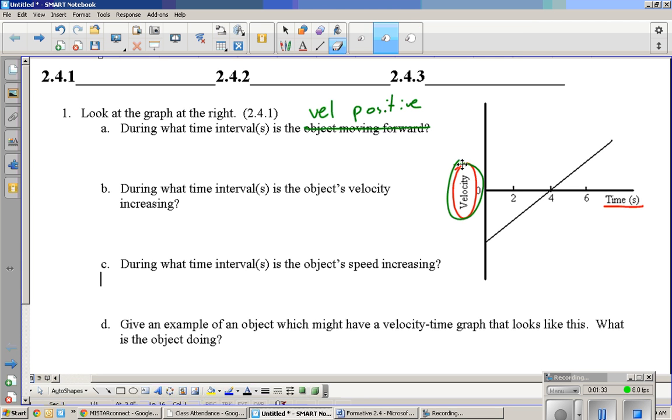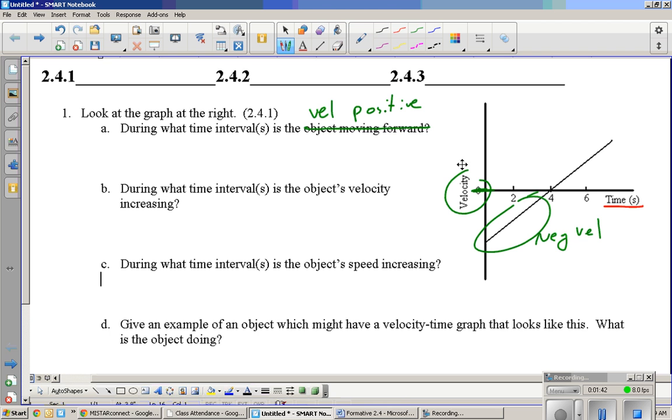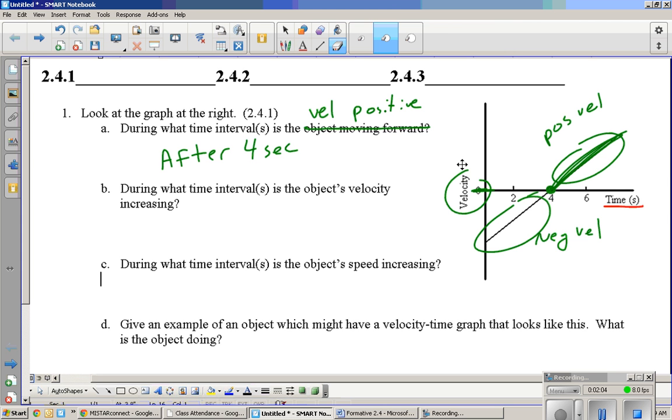So the idea then is that if this is a velocity of 0, then anything down here would be a negative velocity, and therefore it's moving backwards, and anything over here is a positive velocity, and therefore is moving forwards. So when is the velocity positive? When is the object moving forwards? After 4 seconds. Or you could say from 4 to 6 seconds, or 4 to 8 seconds, or however you read the graph. But what's important is that after this point right here, the velocity is positive. So that is part A.